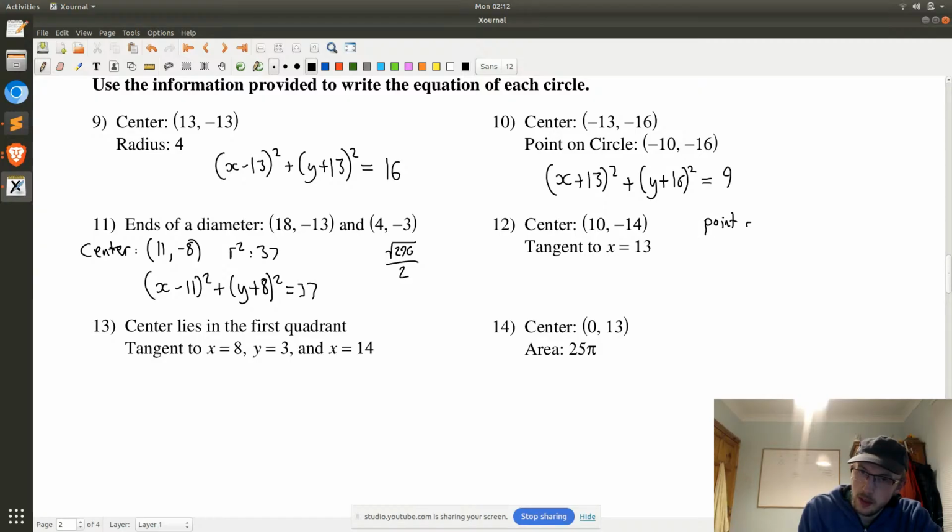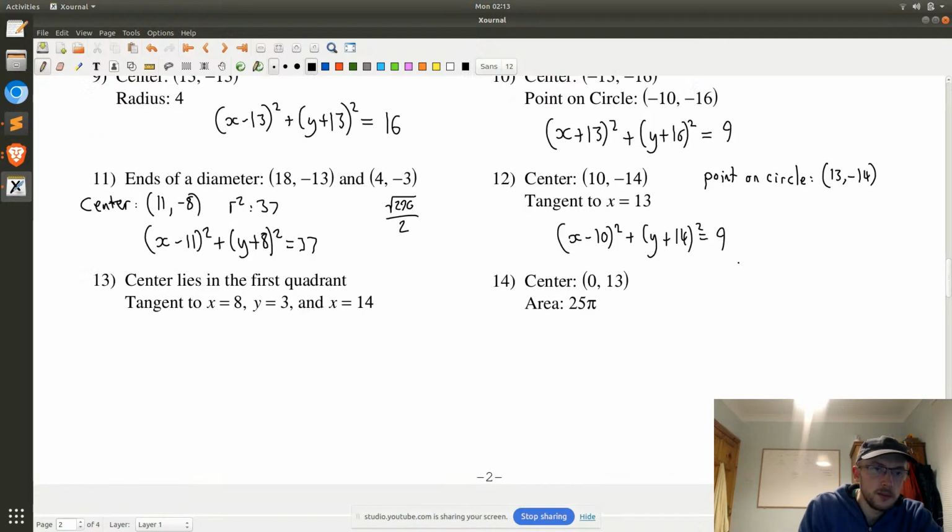Okay, so point on the circle will be, I see. This. That'll be a point on the circle. And okay, so the radius is 3. So the center lies in the first quadrant, and it's tangent to x equals 8, y equals 7, y equals 3, and x equals 14.